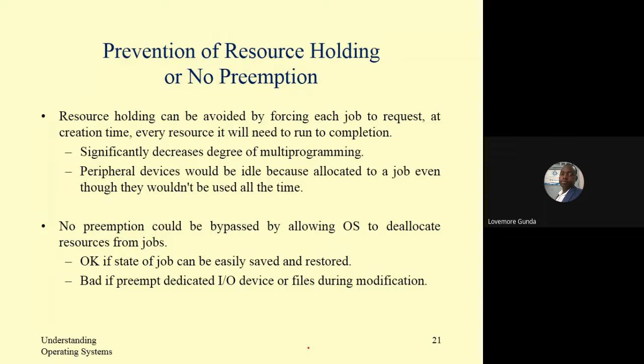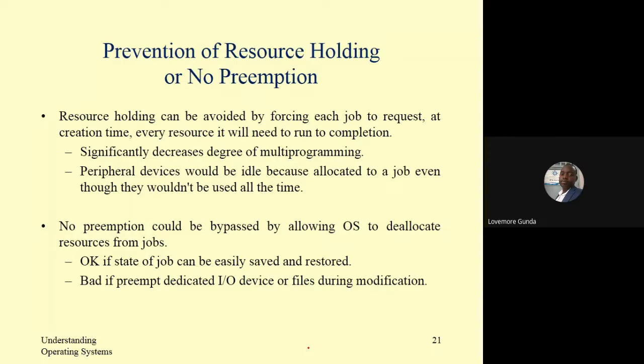For example, let's say a process will run and at its end, it should print out something. So what it means is this process will be allocated the printer before it starts running, right? But then that means the printer can be idle for some time because maybe the printing is required at the end of the job, right? No preemption could be bypassed by allowing the operating system to deallocate resources from a job.